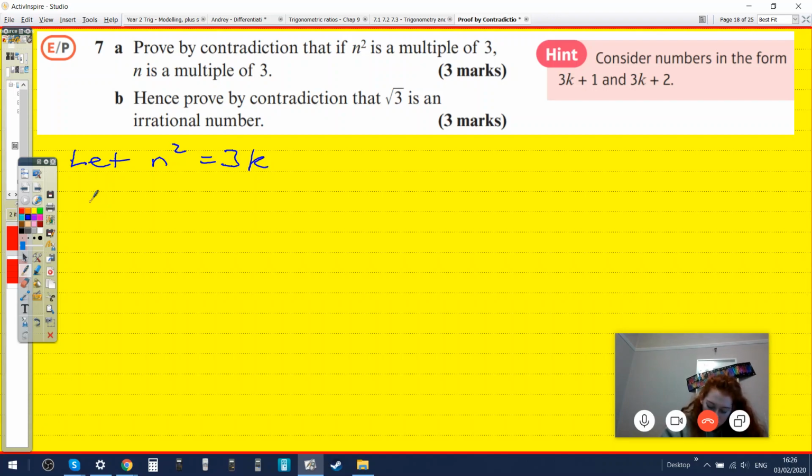So the problem there, let's see, if n squared is a multiple of 3, n is a multiple of 3. Okay, we could do it the other way. So n squared equals 9k. Alright, how do we go about this one?